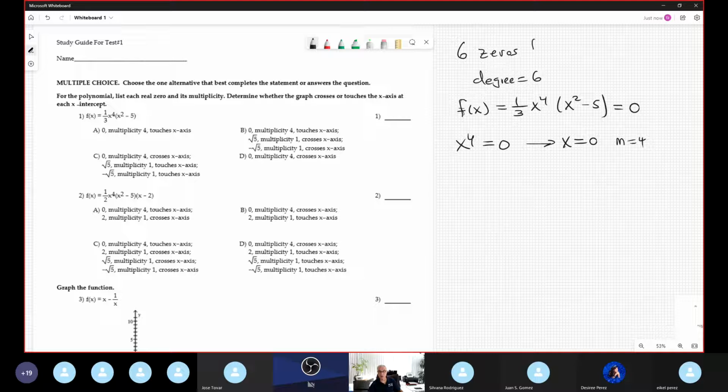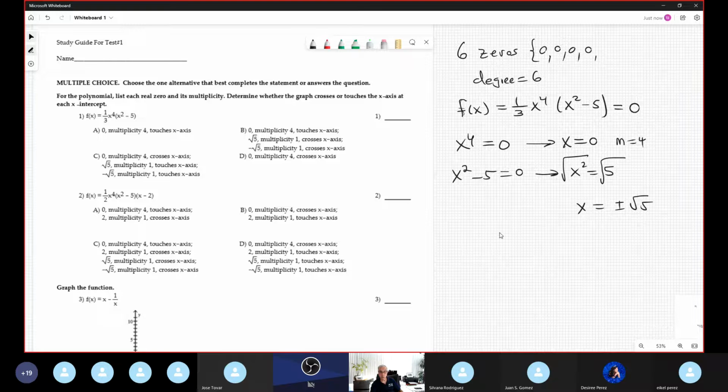But 4 zeros. So 1, 2, 3, and 4 zeros, because the multiplicity is 4. And we have another case, the other factor equals 0. This is equivalent to say x squared equals 5. Apply square root to both sides. x alone is equal to plus or minus square root 5.